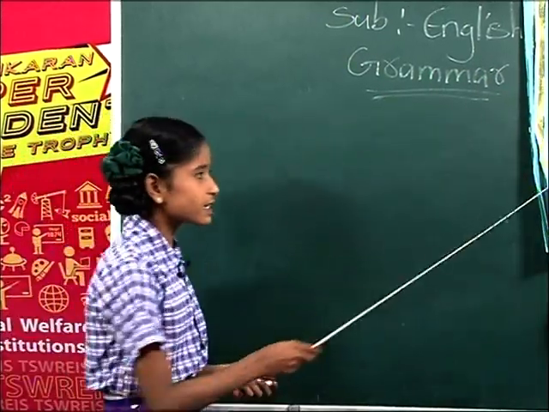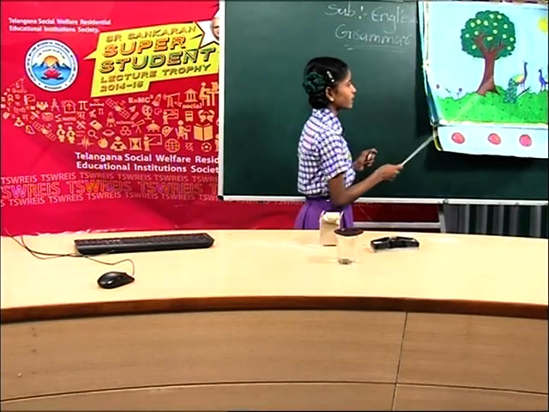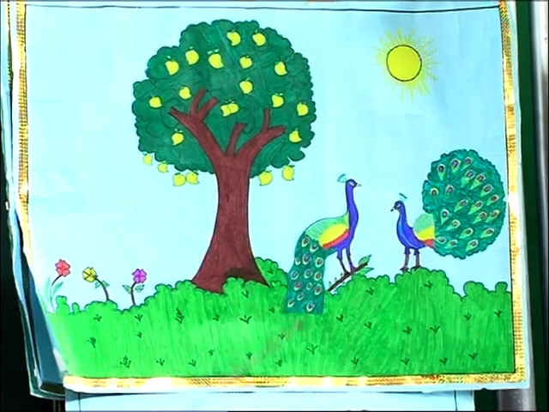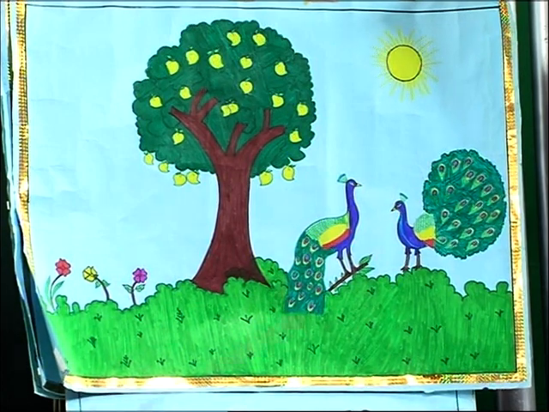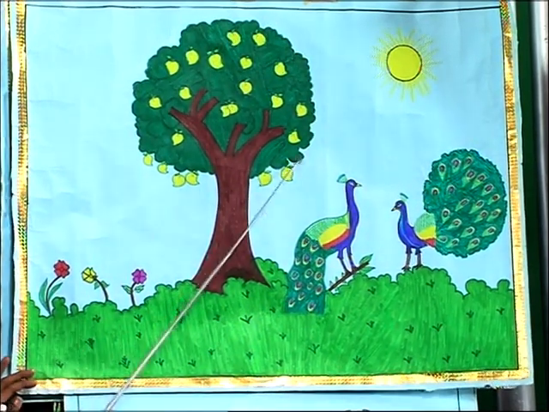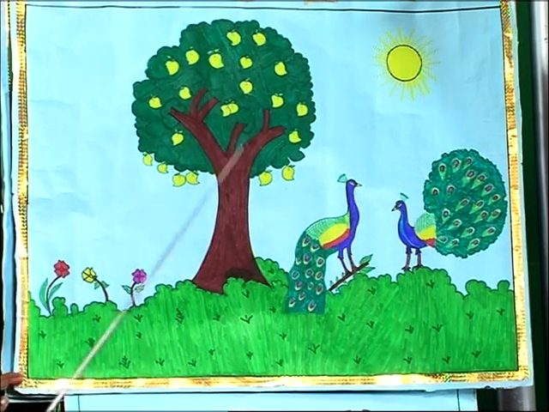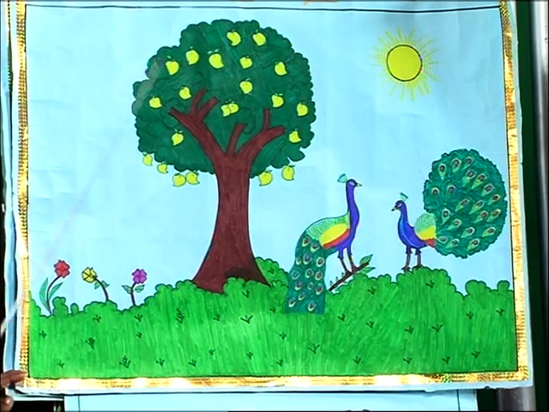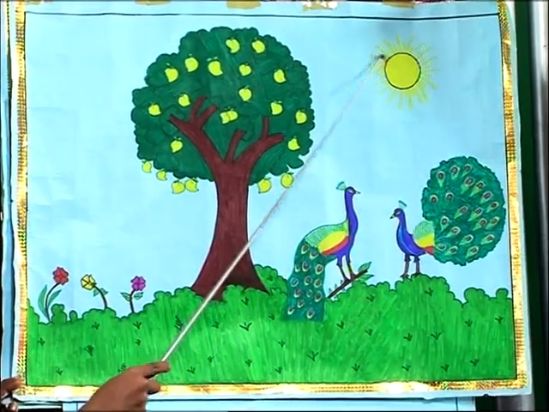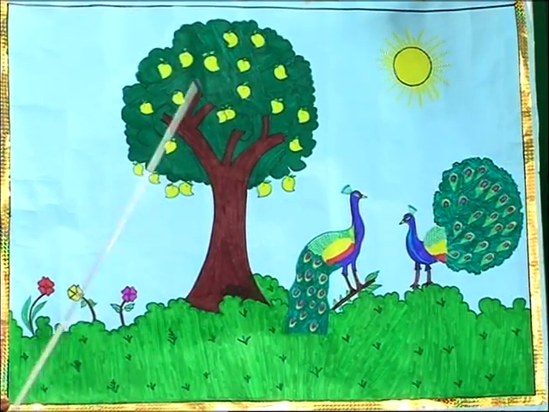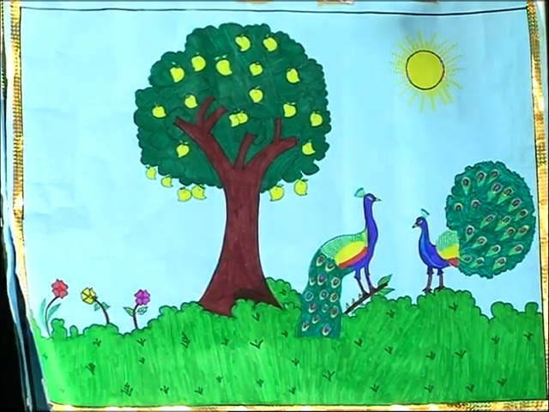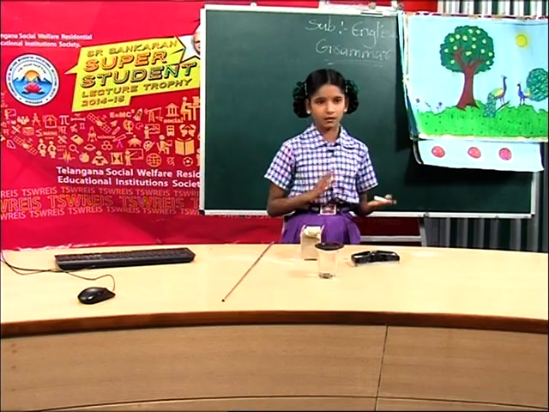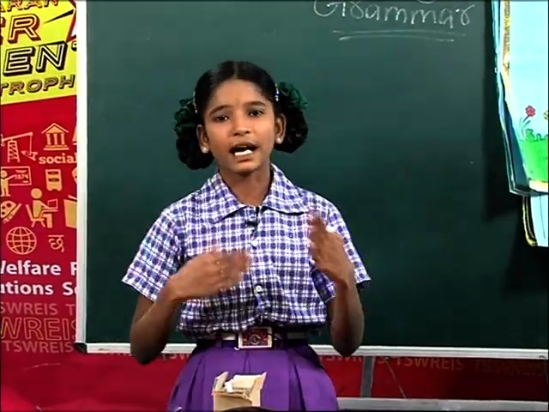Okay friends, look at this chart. What is there in this chart? Yes, tree, peacocks. How is the tree? Yes, it is big. How are these birds? Yes, they are beautiful. Now, what are these fruits? Yes, they are mangoes. What is the color of these mangoes? Yes, they are yellow in color. Now, how is the sun? Yes, it is shining brightly. Now, see the words big, beautiful, yellow, brightly. All these are adjectives. What are adjectives? An adjective is a word which qualifies a noun, or in other words, all describing words of nouns are adjectives.